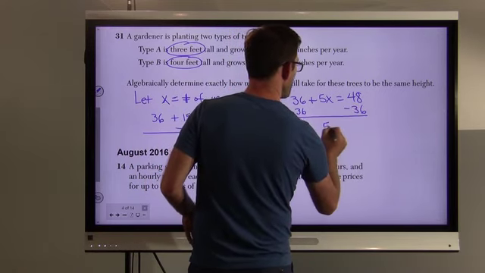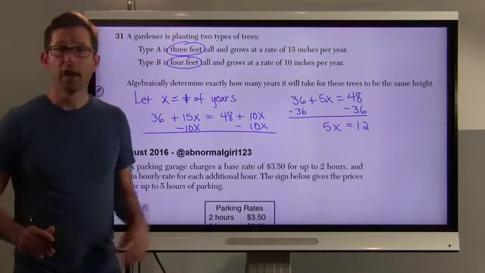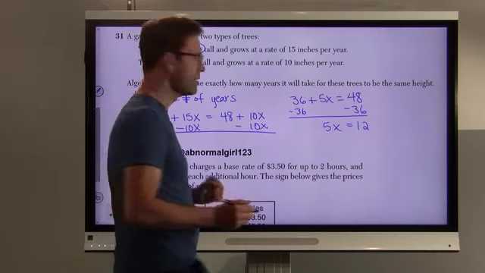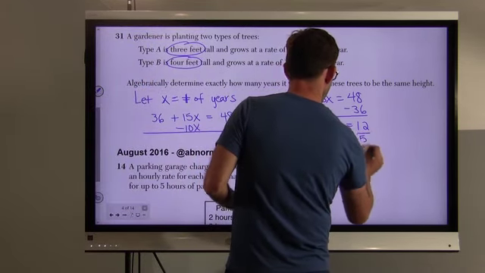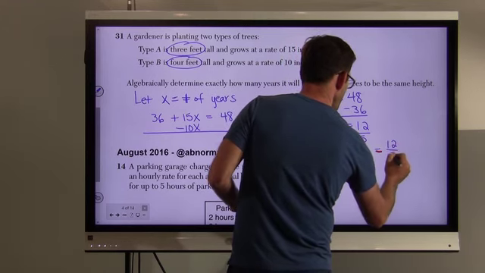All right, that's going to give me 5x is equal to 12. All right, and finally, I'm going to divide by 5 on both sides. And I'm going to get x equals 12 fifths. And there's my magic red.